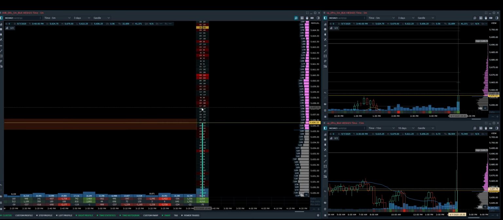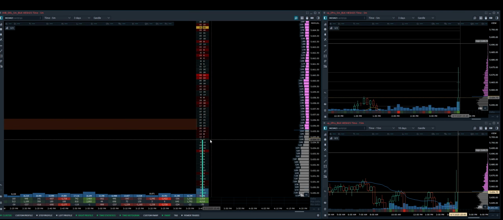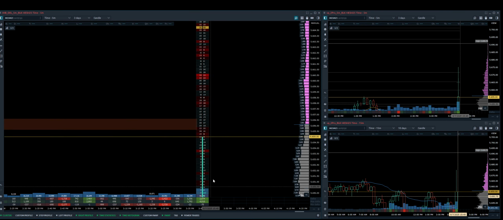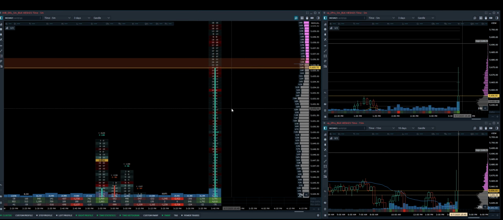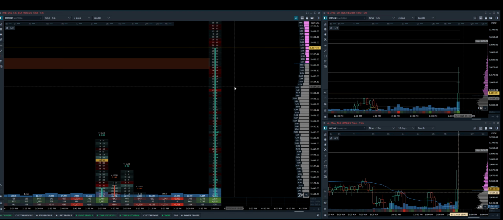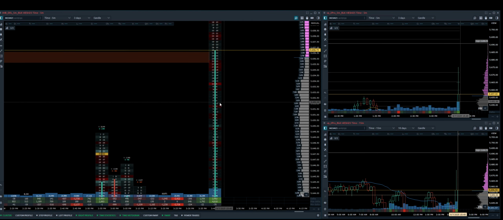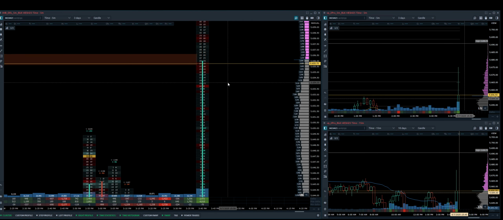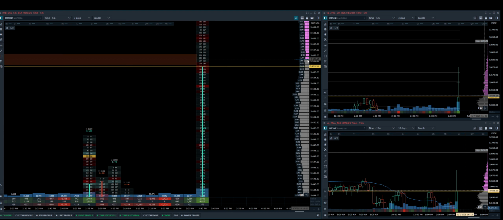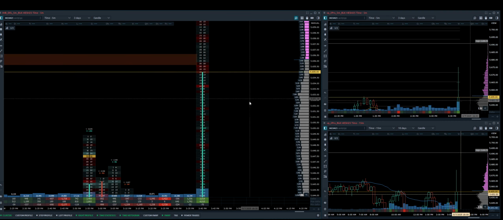A lot of volume up in here. Take a look at the volume up here. Hardly any volume over here. So it could shoot right down here. I won't touch a falling knife. So we're going back into the value area.